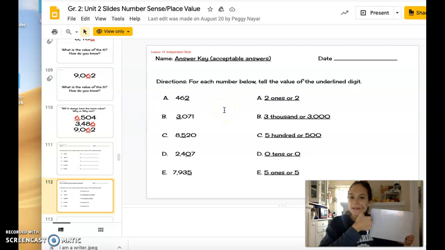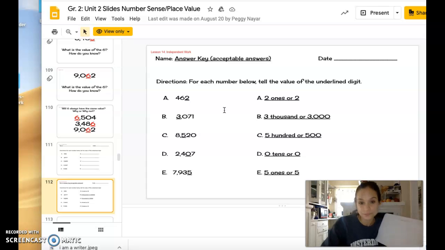Now this is interesting. The directions say, for each number below, tell the value of the underlined digit. So we have the number 462. What is the value of that underlined digit? Is it 2 ones or 2? And actually, now that I'm looking, we did this already. This is just the answer key. We already answered all this. And we got them all right.